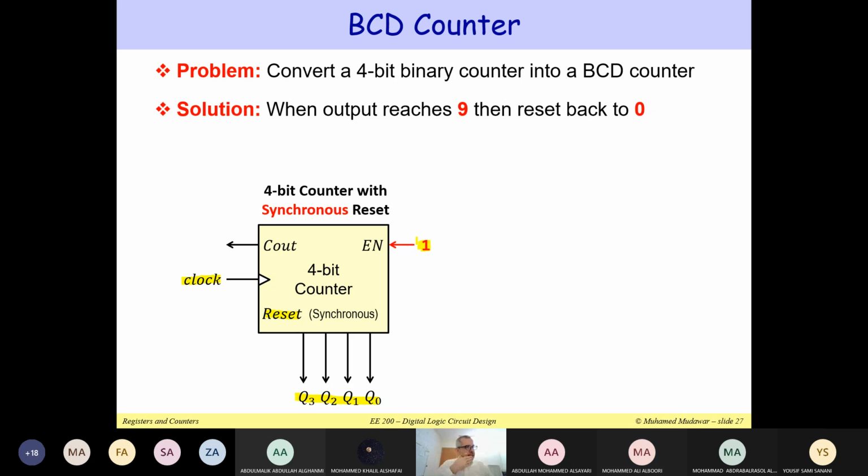How do I do this? Yes, Muhammad, please. Add a NAND gate or NOR gate. Yeah, but what? I would like to count from what to what? From 0 to 9. Exactly. I need to count from 0 to 9, and the trick is when I reach 9 to go back to 0. So how do I go back to 0? I reset.